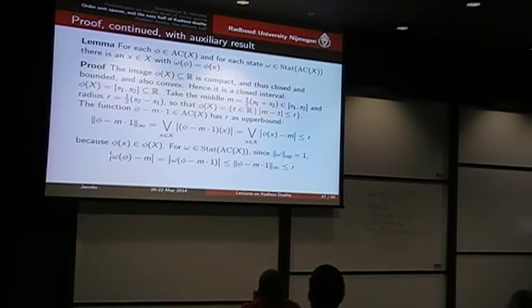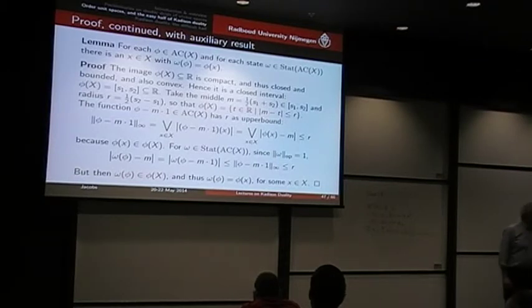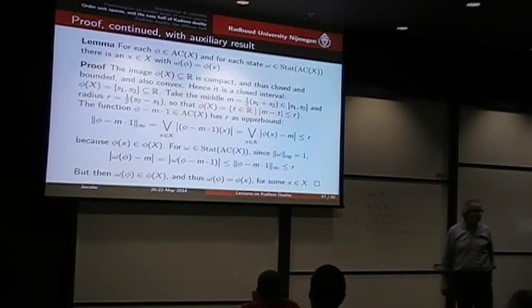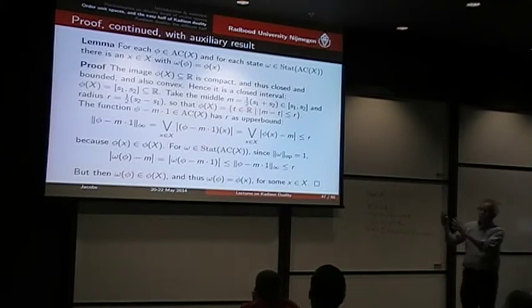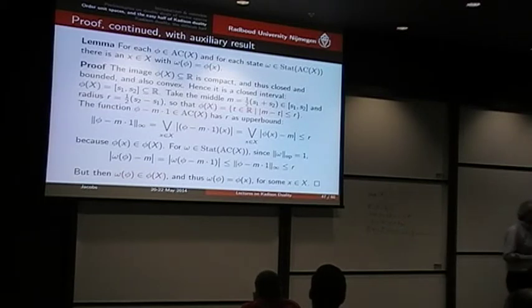So the distance of omega phi and m is less than r, but that means that omega phi must be in this interval. Thus there must be an element x such that omega phi is x. So it's a highly non-constructive proof using these norms. But it works nicely. So this is one of the proofs that was hidden somewhere in the literature, and I was happy to find at some stage that I could plug this in to complete the proof.